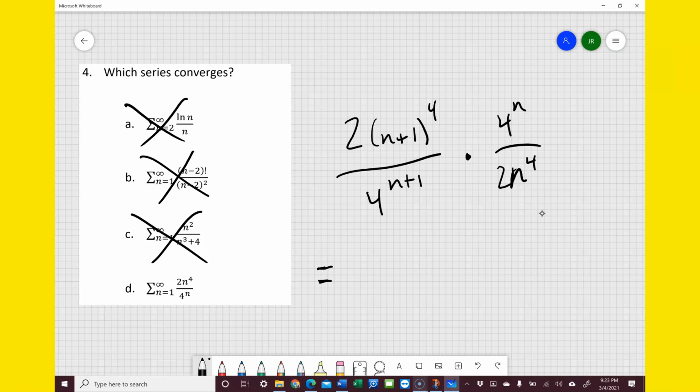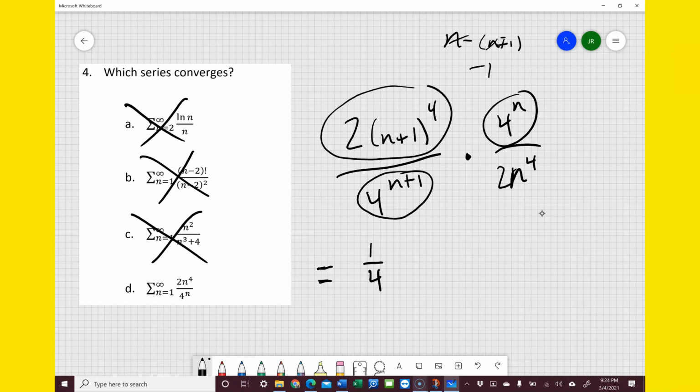Alright, so this and this can reduce each other. They're like bases, so we can just subtract their exponents. We get 4 to the negative 1. If we say n minus n plus 1, that becomes negative 1. So it's 4 to the negative 1, which is just 1 over 4.